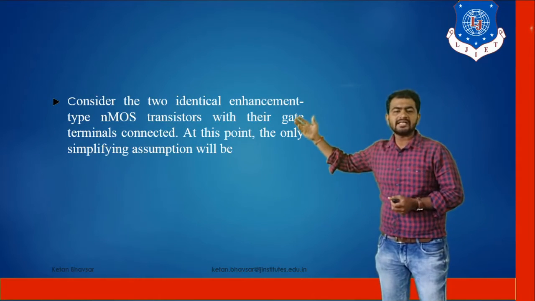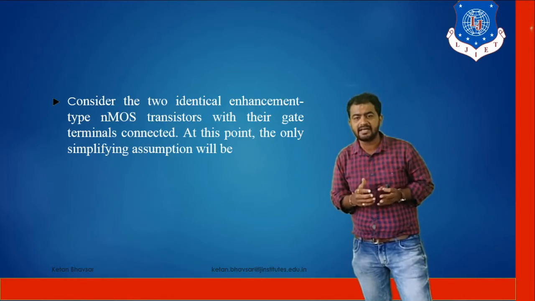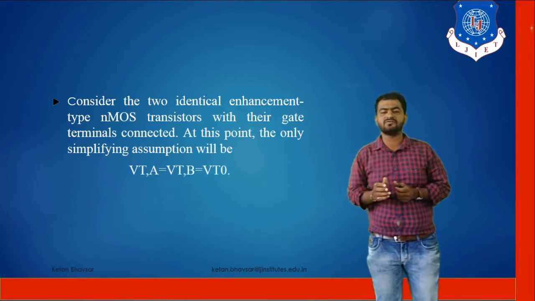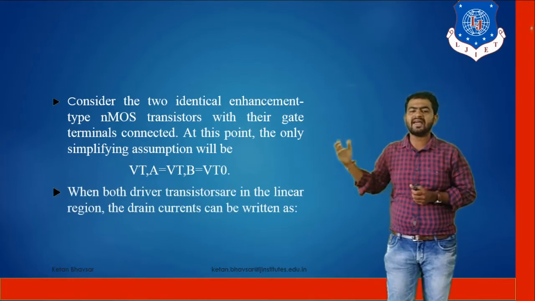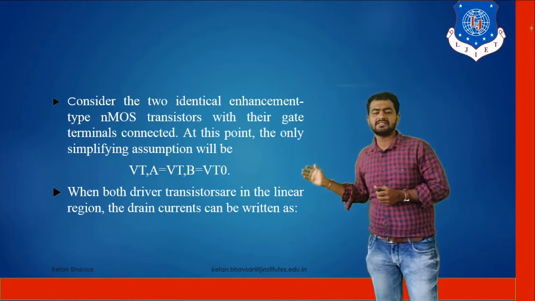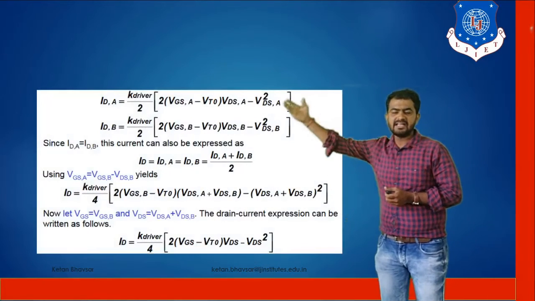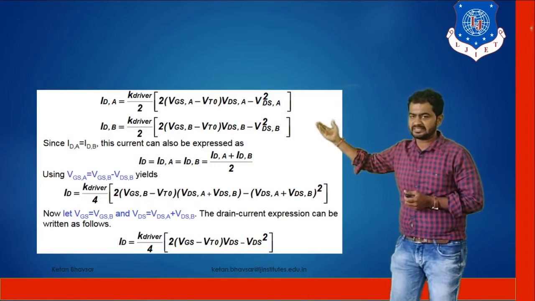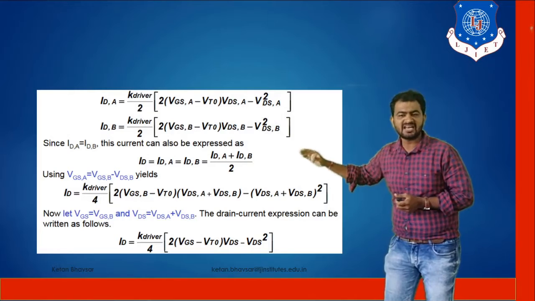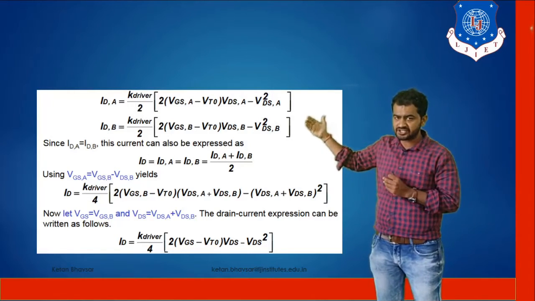Considering two identical enhancement type NMOS transistors with their gate terminals connected, at this point we simplify by assuming VTA is equal to VTB is equal to VTO. When both driver transistors are in the linear region, the drain current can be written as IDA is equal to K driver by 2 into (VGS minus VTO) into VDS minus VDSA squared. Similarly for B, the equation is the same since we are talking about the linear region.